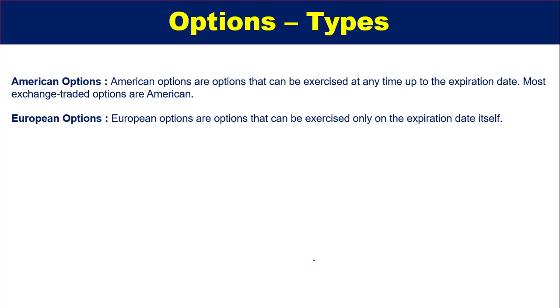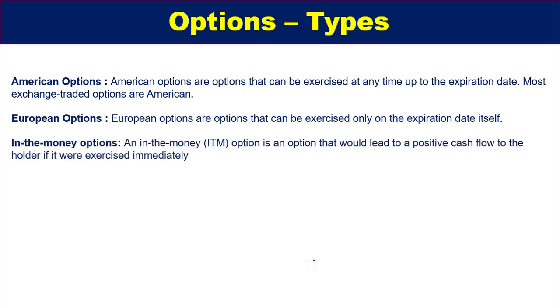Now come European options. European options are those options that can be exercised only on the expiration date itself. Due to this, European options are preferred, because they are easier to balance and handle, because there is a specific time, and based on that time the options are exercised.